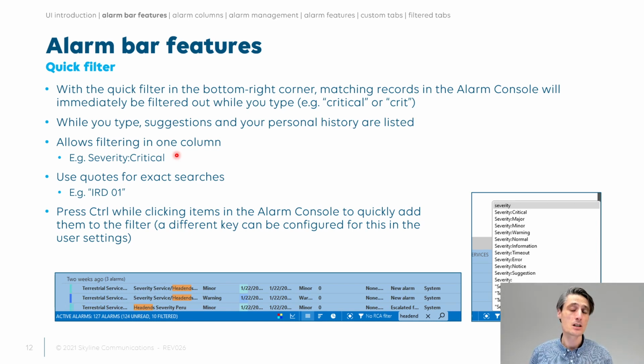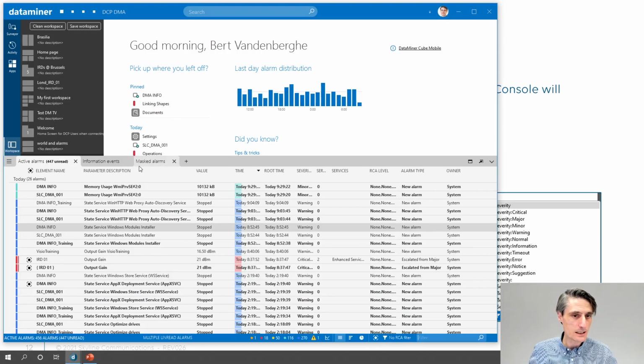Because typically, if I would just type a keyword, it will look in any of the columns of my Cube or alarm console. But if I want to specifically search within one column, you can prefix it with the name of the column and a colon. Let me show you why that could be so important.